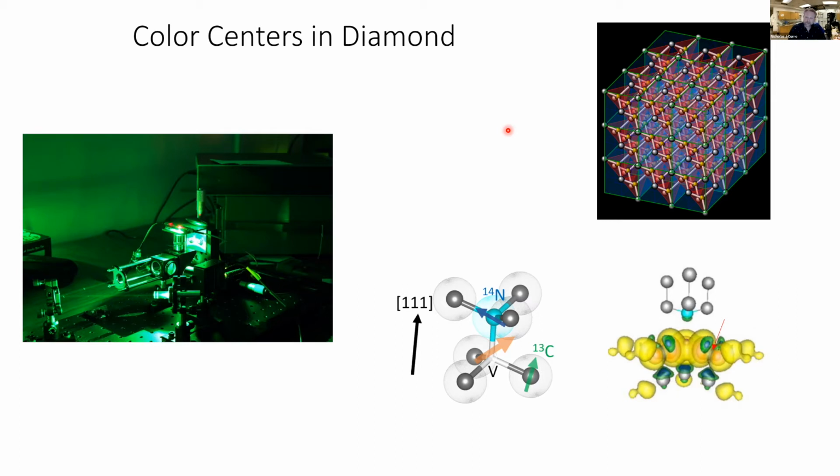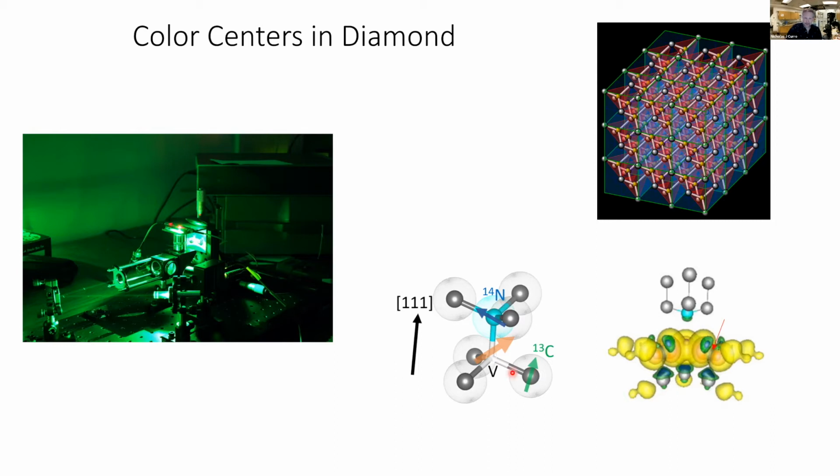This is actually an insulator. Diamond is transparent and it does not conduct electricity. But as in most crystals, there are naturally occurring defects. There is a particular kind of defect called the nitrogen vacancy center, where instead of a carbon atom, you have a nitrogen, and right next to it is an empty site, a vacancy.